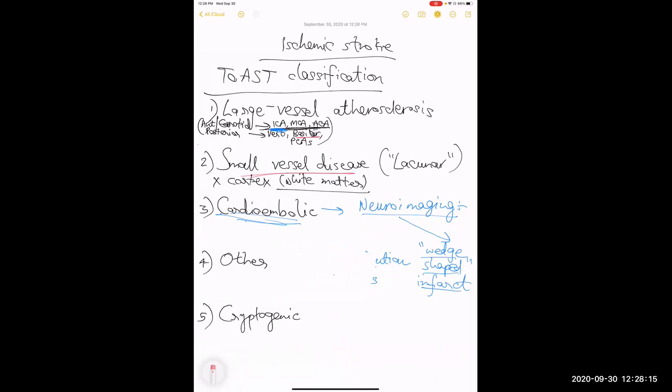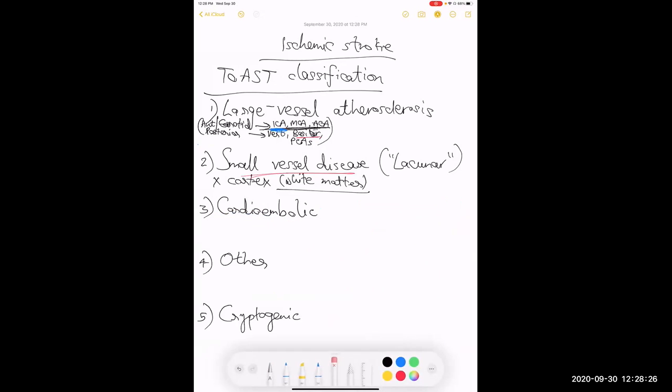We'll just cover some common causes of cardioembolic strokes. The most common cause that we see clinically is, of course, paroxysmal atrial fibrillation.